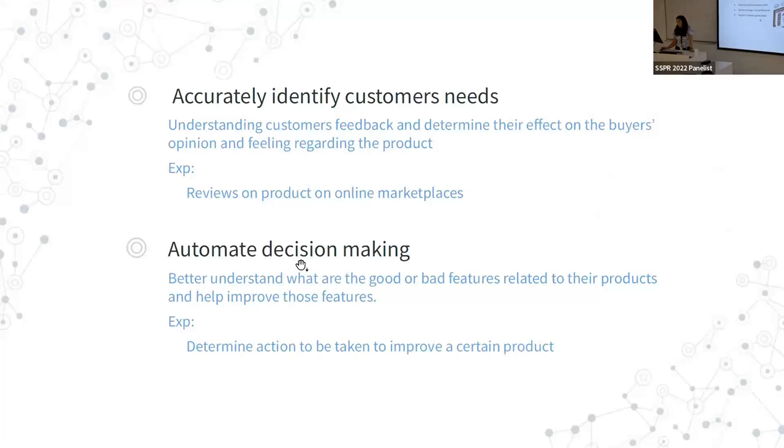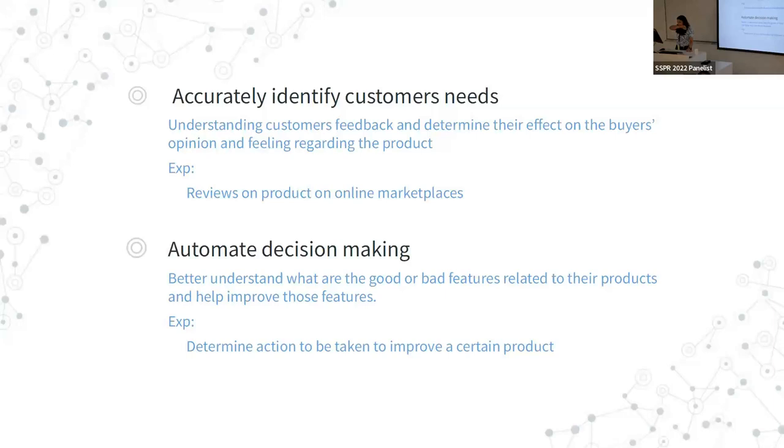This task is practically challenging because, in order to achieve it correctly, we need to accurately identify customers' needs and understand the customer's feedback regarding a specific product. We need to determine the effect on the buyer's opinion and feeling regarding the product. For example, if we want to review a product on a marketplace and there are a lot of reviews, we need to assess how much this product is meeting the needs of the customers.